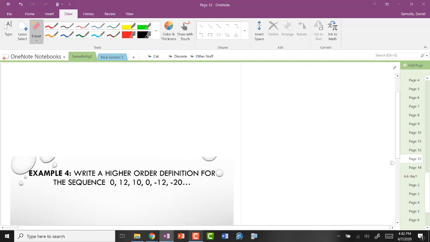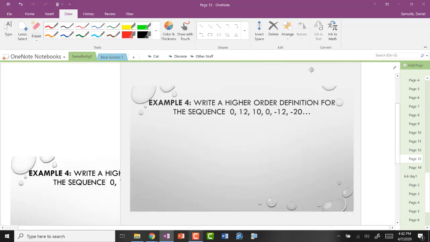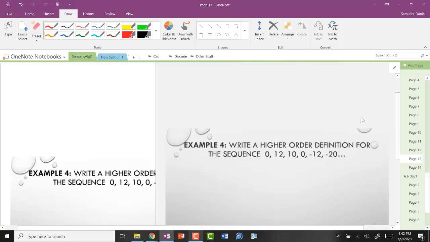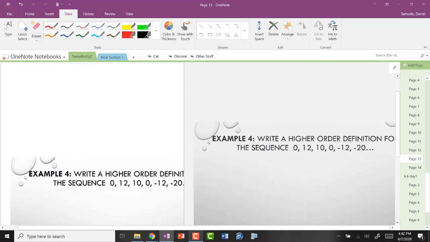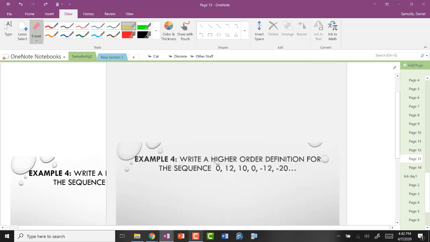A little clue there, guys: when it says higher order, you probably need to check for differences between more than just the first set. Okay, not sure what's going on with my screen here. I'm going to pause it because I need to fix that.